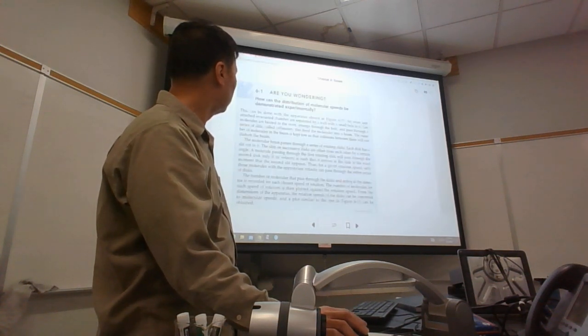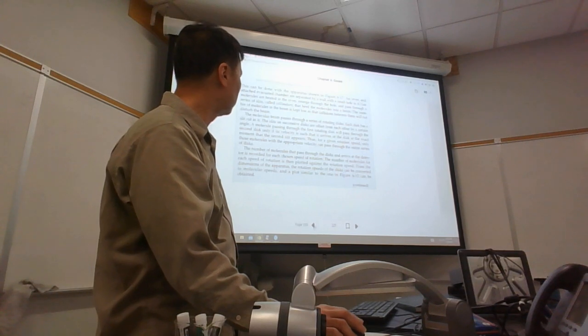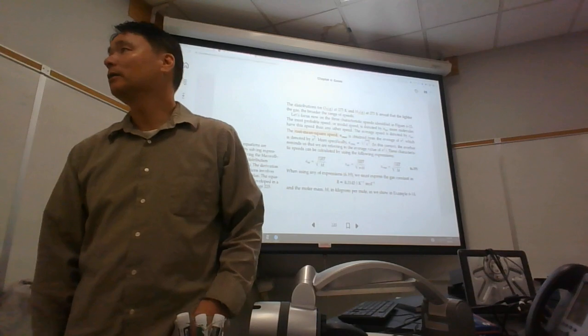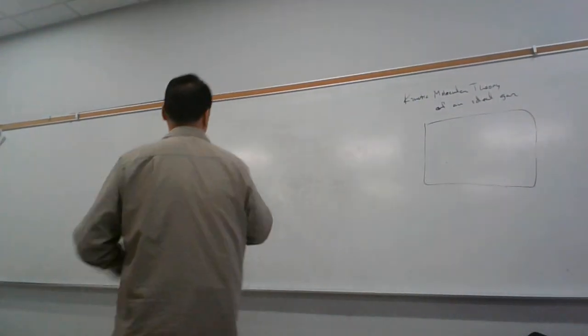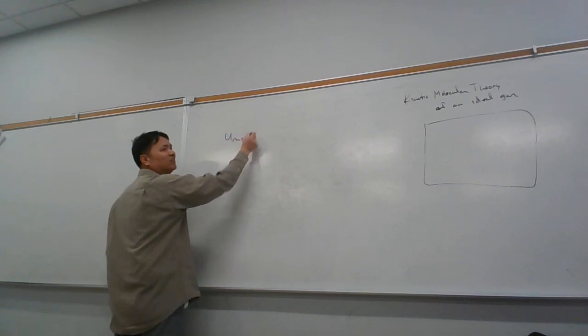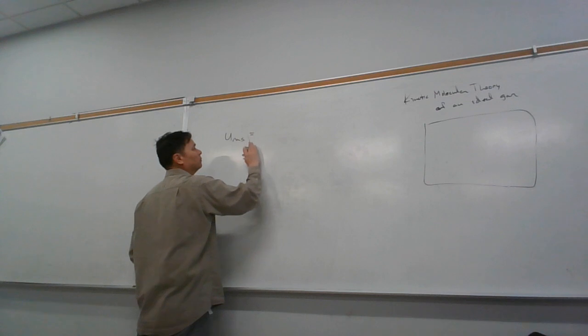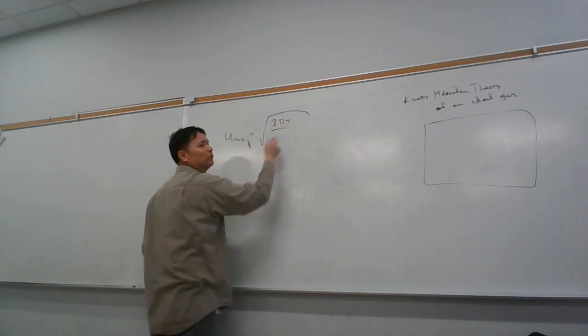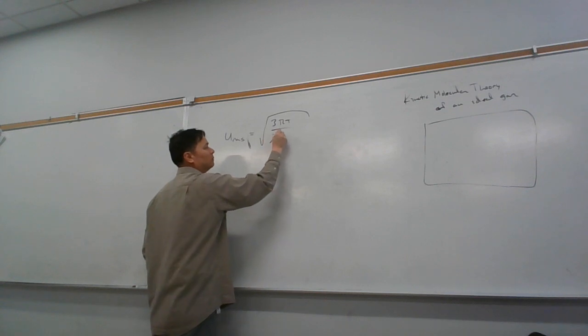Okay, the first equation we're going to encounter is the RMS speed. We're going to be able to calculate the RMS speed here, which would be like the effective speed for the collection. So U RMS is equal to the square root of 3RT over the molar mass.